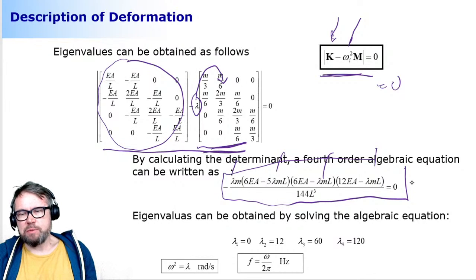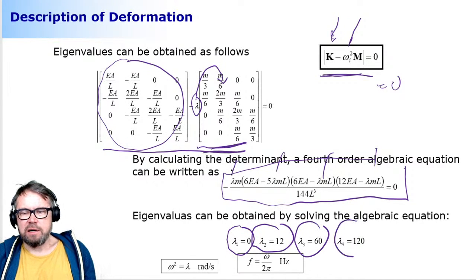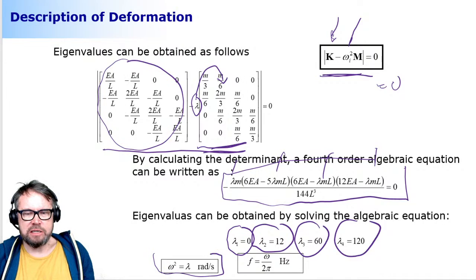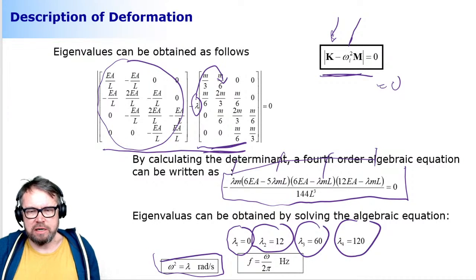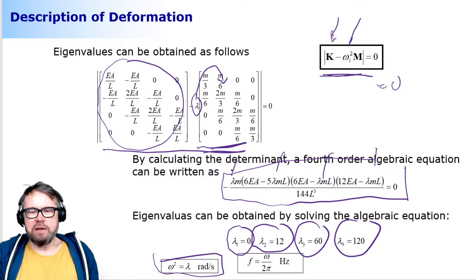When I'm finding these places where it goes to 0, these are numerically shown here: 0, 12, 60, and 120. Keep in mind that this is a relation that I have used all the time: my lambda is equal to omega power 2. And from omega, you can go to hertz using this relation if you are looking for hertz. But again, let's just look at the numbers.